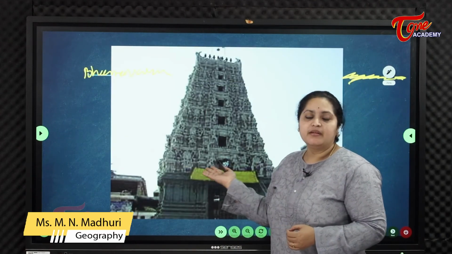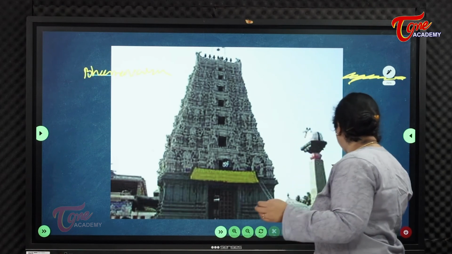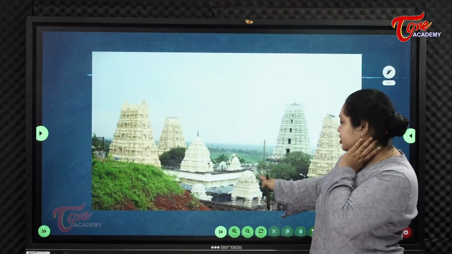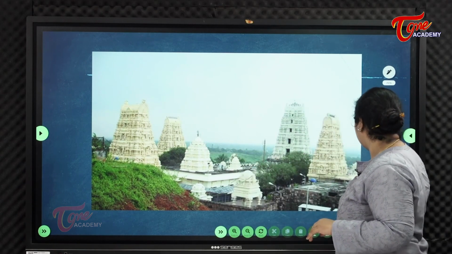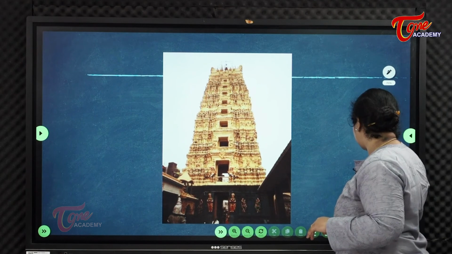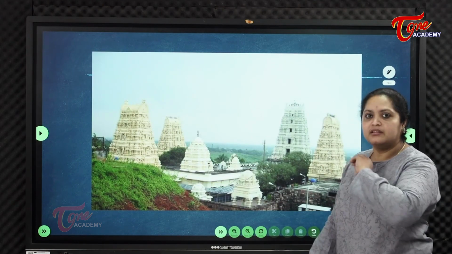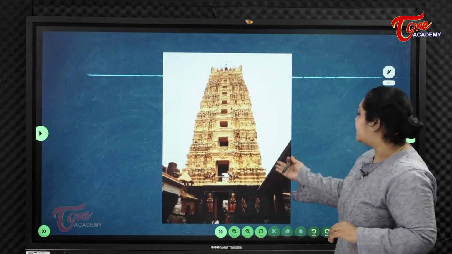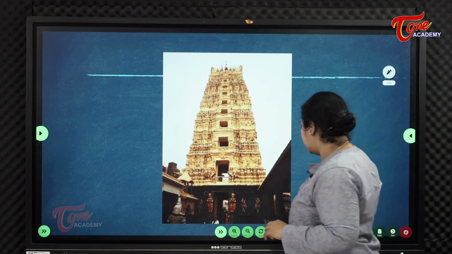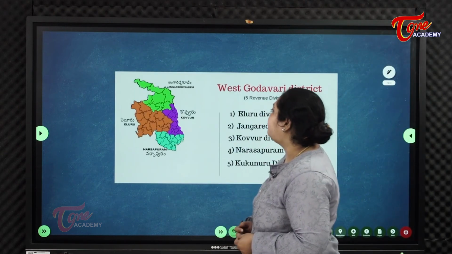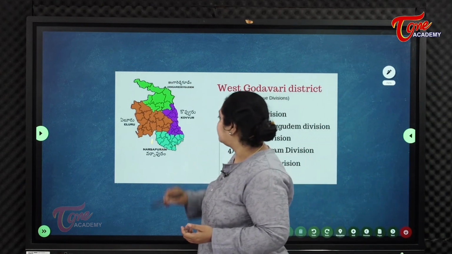This is the Someshwara Swami temple of Bhimavaram. Next, Chinna Tirupati, or the Dwarka Tirumala Venkateshwara Swami temple. It is one of the most visited tourist attractions of West Godavari. And this one is the Palakollu temple.